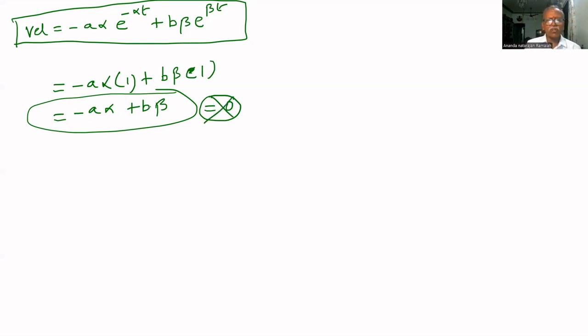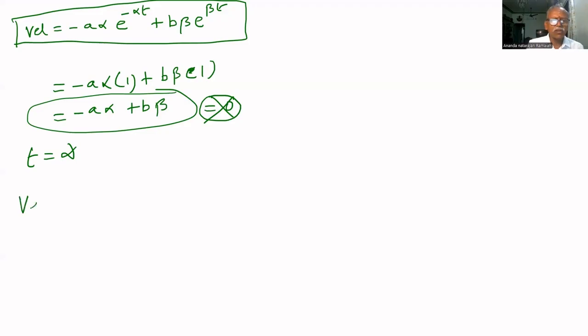Velocity at t equal to 0, you got this value. What is the value when t equal to infinity? We have to find. As t goes on increasing, what happens to velocity, they are asking. That's why we have to substitute two values and find the values. So let us substitute t equal to infinity in this equation.